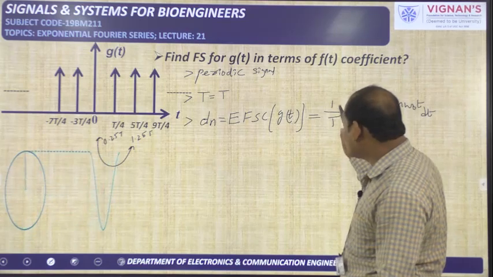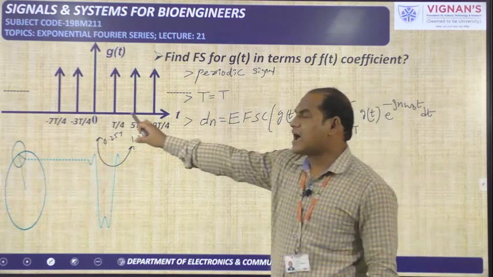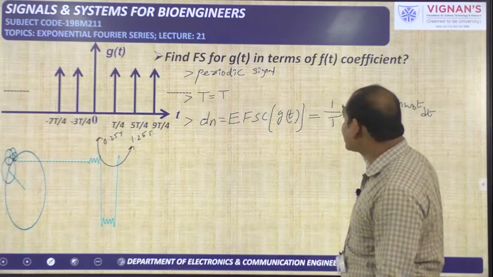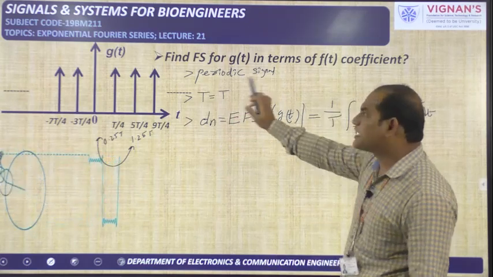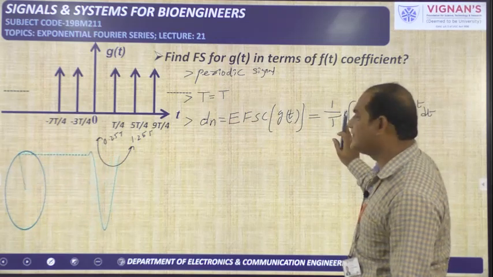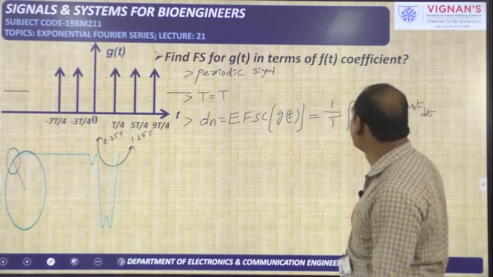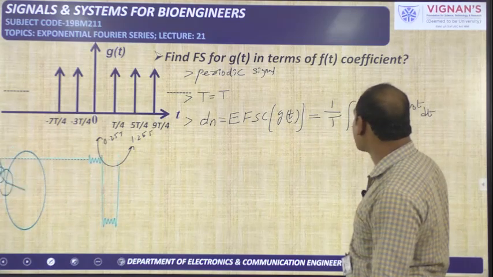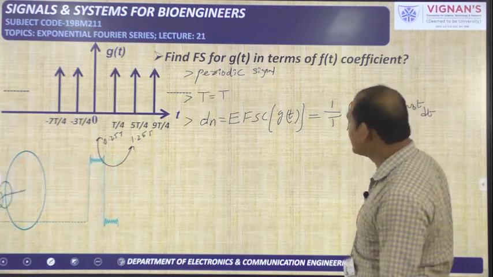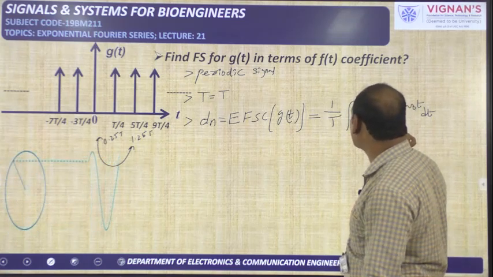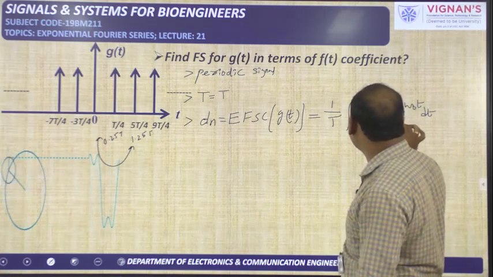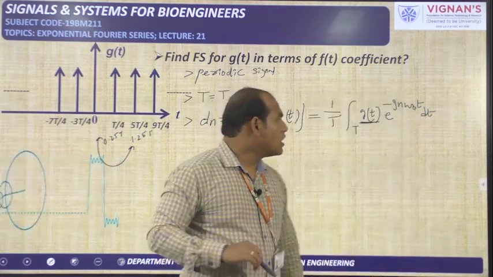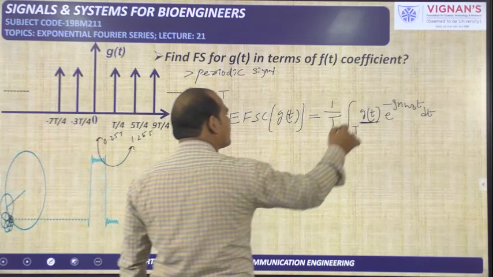Why did I write here T only? Because this signal also has time period equal to capital T. That's why 1 by, actually we need to write here the time period of g of t, because the time period of g of t is also capital T. Integral over one period, and for which signal we are calculating the coefficient, g of t. That's why here g of t has to be placed. This is very important. After writing g of t, we need to write compulsorily e power minus jn omega naught t dt.